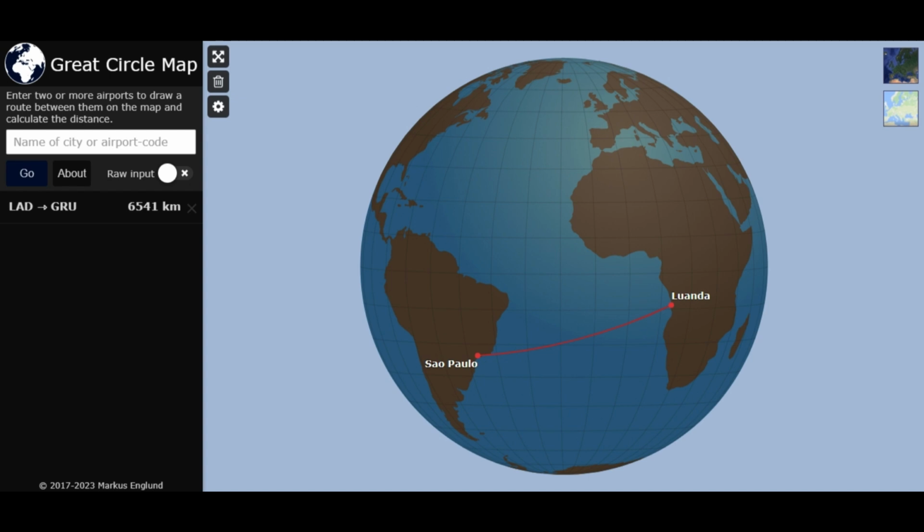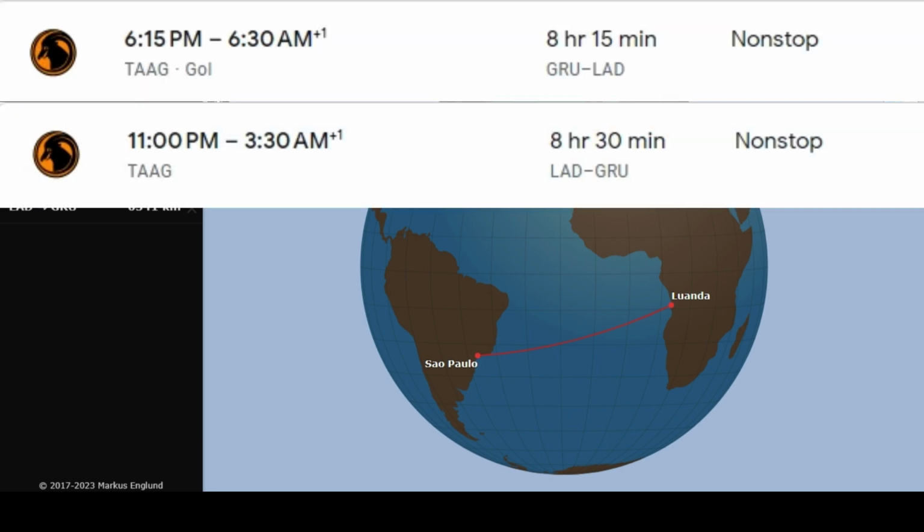Now, between Africa and South America, below the equator, there aren't a lot of direct flights. The only one I found was Luanda, Angola to Sao Paulo, Brazil. It's from 8 degrees south to 23 degrees south, so between the equator and the Tropic of Capricorn. 6,500 kilometres and an average speed of around 780 kilometres an hour.